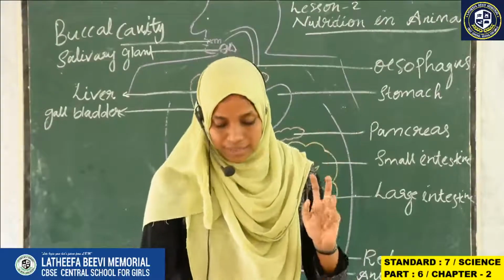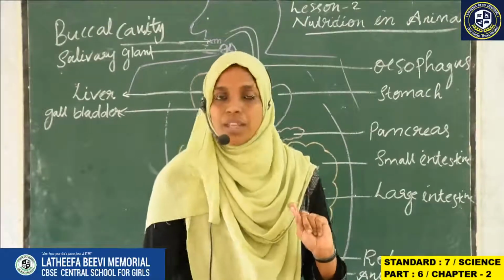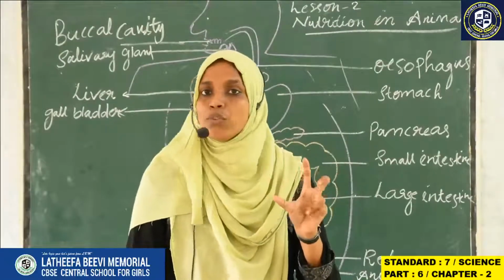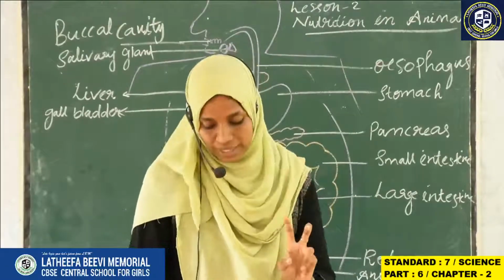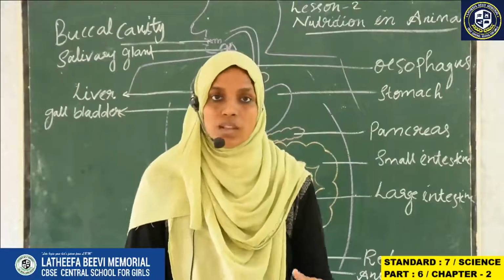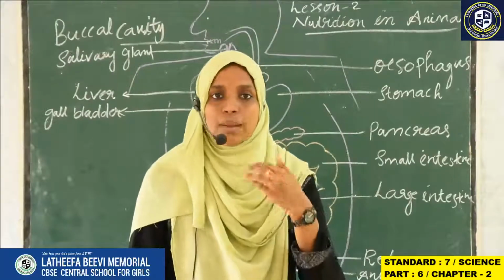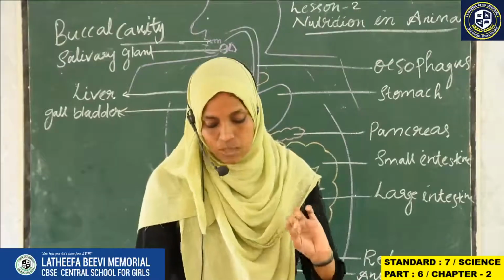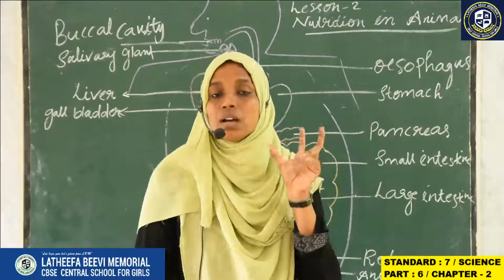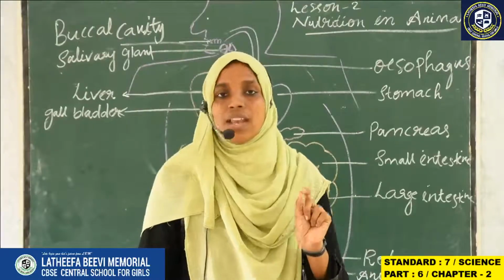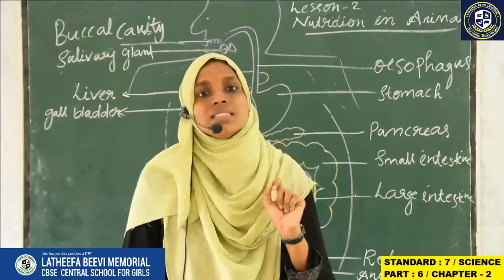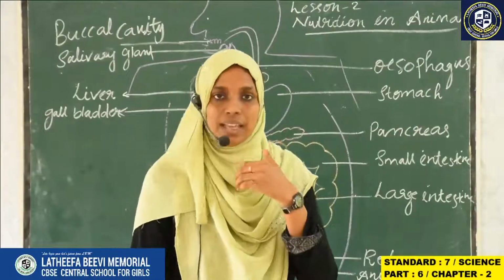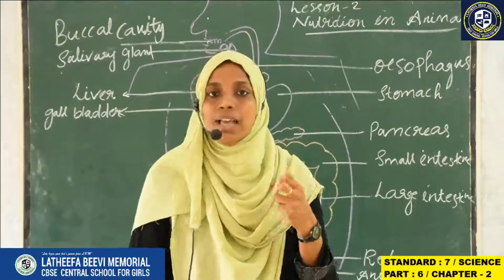Then the third one is eagle. What is the kind of food? Eagle eats meat. The kind of food is meat in eagle and the mode of feeding is capturing and swallowing. Capture ചെയ്തിട്ട് അതെന്ത് ചെയ്യുന്നു? Swallow ചെയ്യുന്നു. That is the mode of feeding in eagle. Then what about the hummingbird? The kind of food is nectar. And the mode of feeding is sucking.